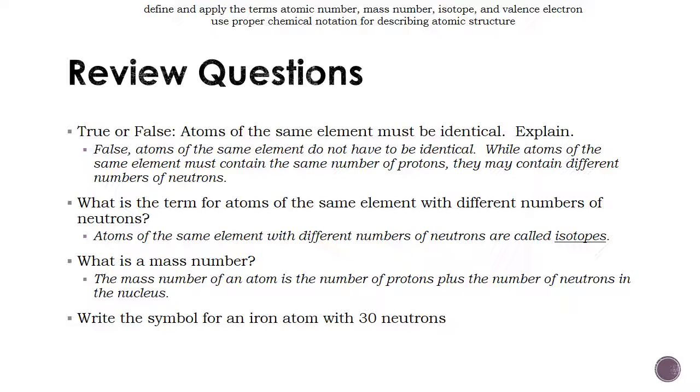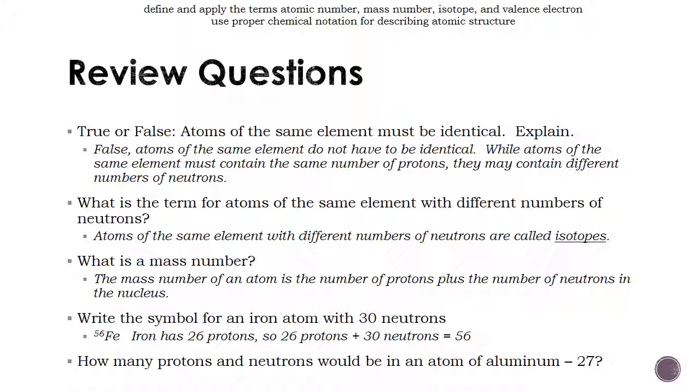Question number 4, write the symbol for an iron atom with 30 neutrons. Looking at your periodic table there, you will see iron has 26 protons. So 26 protons plus 30 neutrons gives you 56 for the mass number. So the symbol you can see would be written as such. The symbol for iron is Fe, and we put the mass number there as a superscript on the left side.